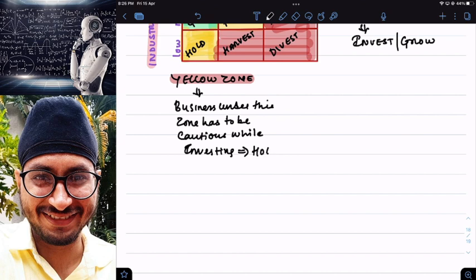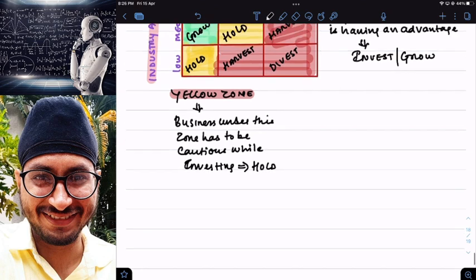So that is why I will try to hold. Then we have which zone, sir? Red zone. Then we have finally the red zone.